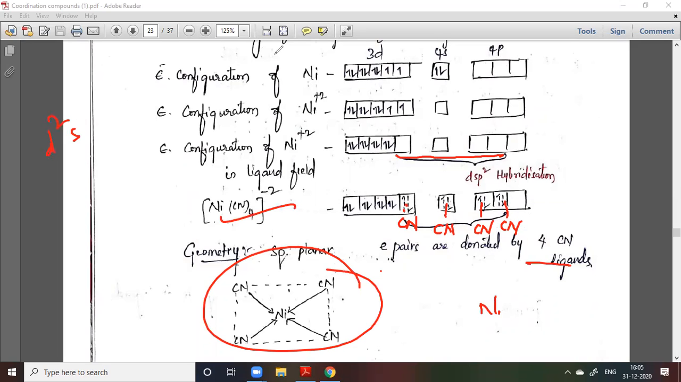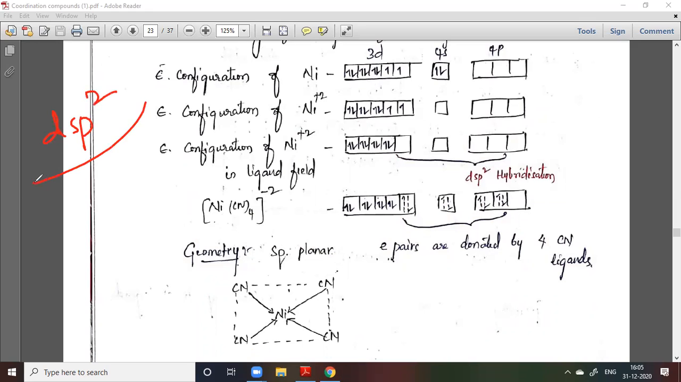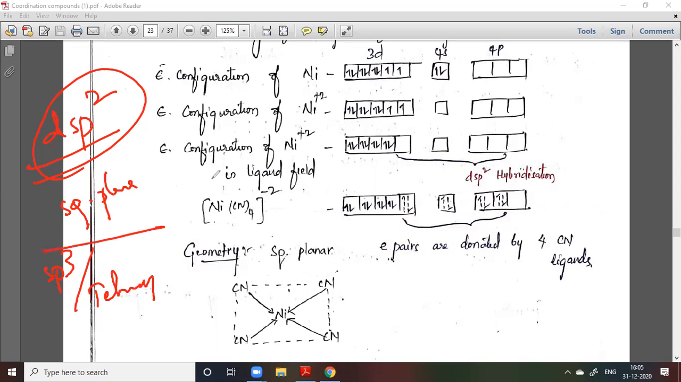Sorry, the hybridization will be dsp2. So remember these things. If it is dsp2, definitely it is a square planar structure. If it is sp3, definitely it is a tetrahedral structure. We can easily differentiate which one is square planar and which one is tetrahedral by using the hybridization, even though both have coordination number 4. With 4 ligands it may be either square planar or tetrahedral, but it can be differentiated with the hybridization. So by using this hybridization, I can easily say that this particular complex is a square planar structure.